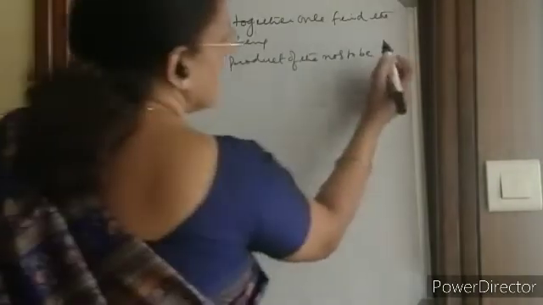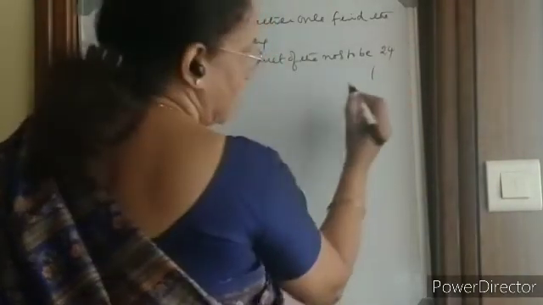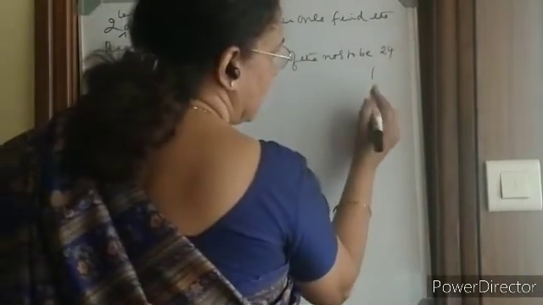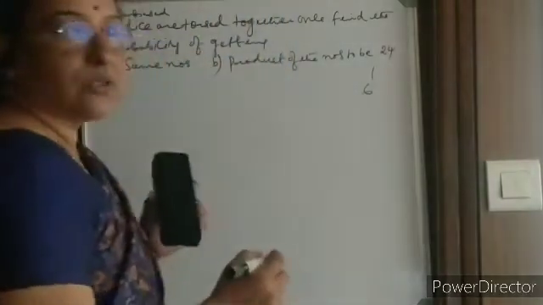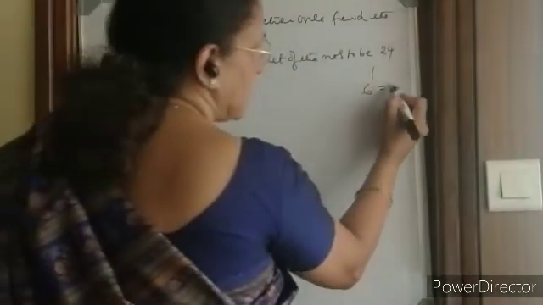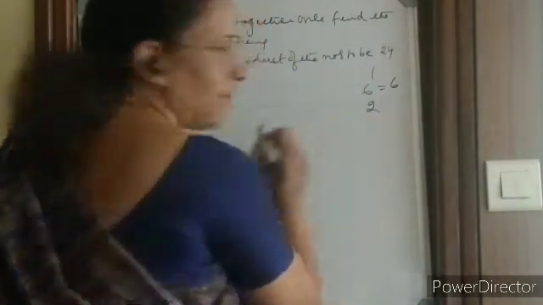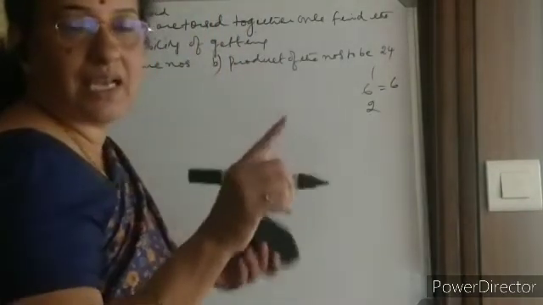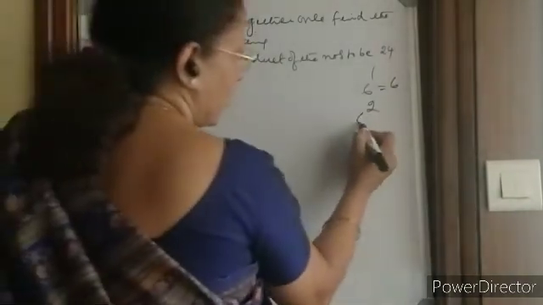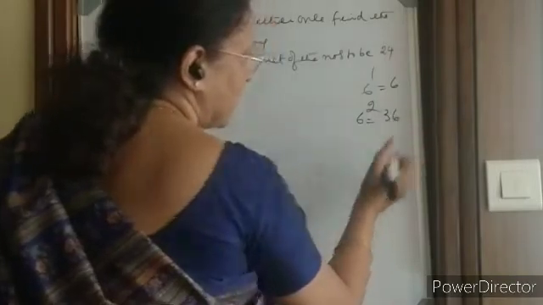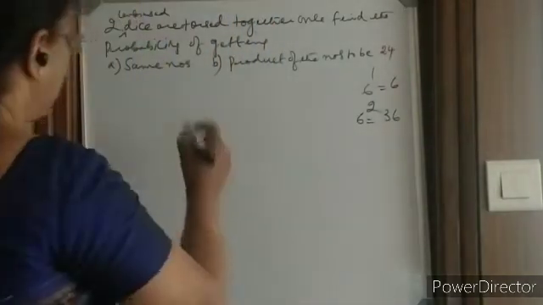Now how to write the sample space? One die has how many sides as numbers? 6. So the number of outcomes is 6. Here we have two dice, and each die has 6 outcomes. So the total number of exhaustive outcomes will become 36. Now I will write it down.